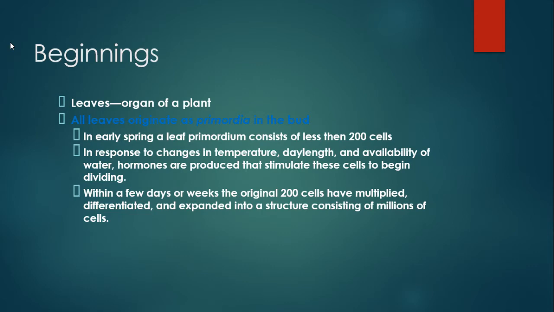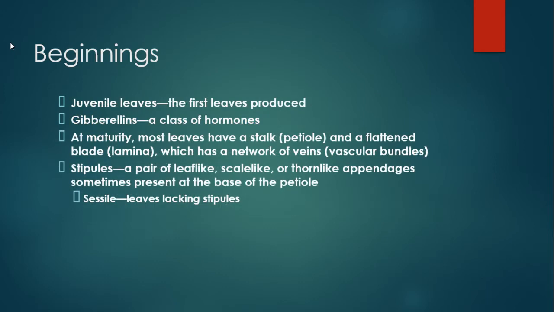So let's look at the beginning here. Leaves are the organ of a plant. All leaves originate as primordia in the bud. In the early spring, a leaf primordium consists of less than 200 cells. It's pretty small. In response to changes in temperature, daylight, and availability of water, hormones are produced that stimulate these cells to divide. Within a few days or weeks, the original 200 have multiplied and differentiated and expanded into a structure consisting of millions of cells. So it's all based on the nutrients and the conditions that are currently happening.